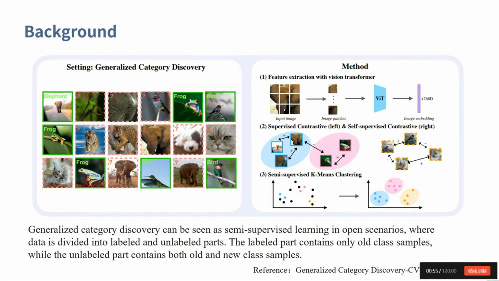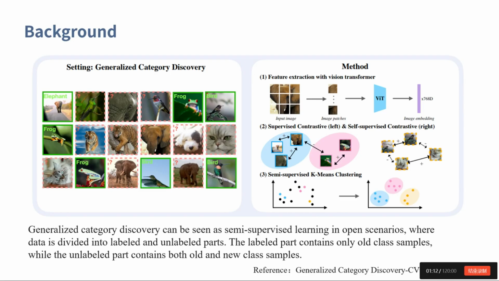As illustrated on the left, the green points represent labeled samples, which only contain old categories, while the red points represent unlabeled samples, which contain both old and new categories. Importantly, there is no overlap between old and new classes.